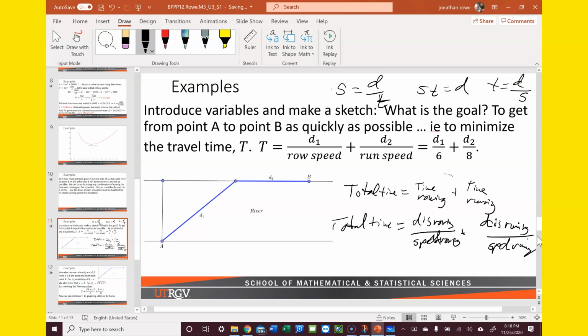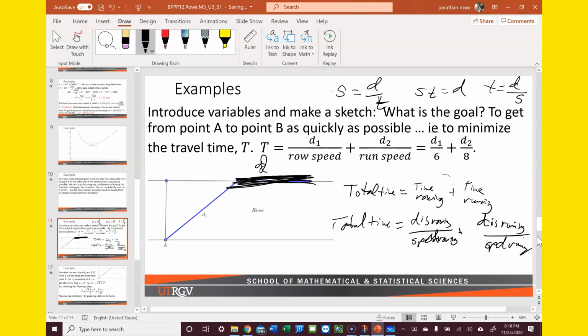So if I can draw my picture now, that little line right there represents the distance that he rows, which we will call D1. This distance right here is going to represent the distance that he runs, and we're going to call that D2. So now we can say that our total time is D1 divided by his speed rowing plus D2 divided by his speed running, which simplifies into D1 over 6 plus D2 over 8, because 6 is the speed that he rows and 8 is the speed that he runs.